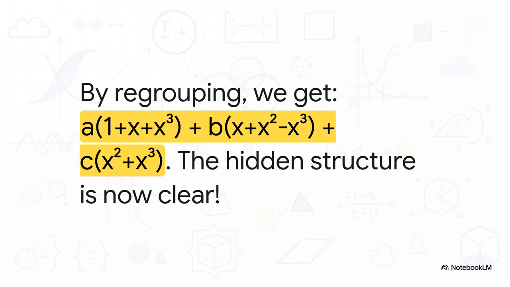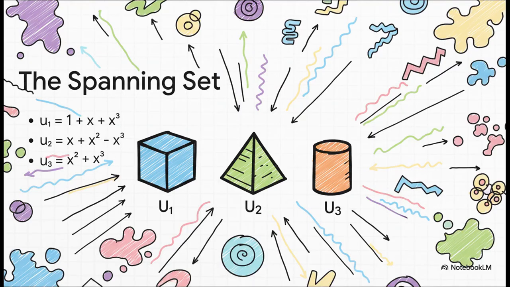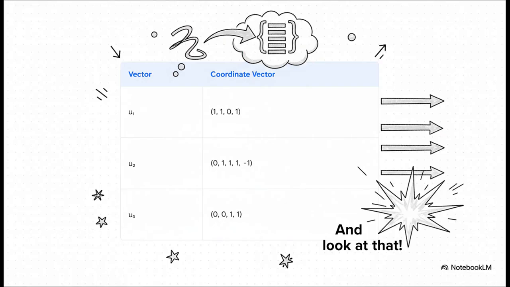You can see that every polynomial in U is just some amount of that first polynomial, plus some amount of the second, plus some amount of the third. So these 3 polynomials right here, these are our building blocks. We call them U1, U2, and U3. Anything and everything in our space U is just a simple recipe, a linear combination of these 3 guys. That means they span the space. But, and this is a big but, for them to be a true basis, they also have to be linearly independent. So how do we check for that?